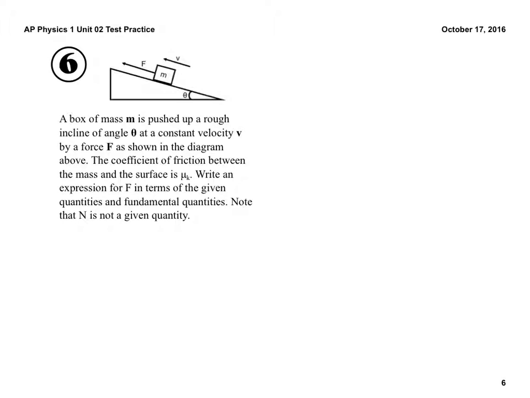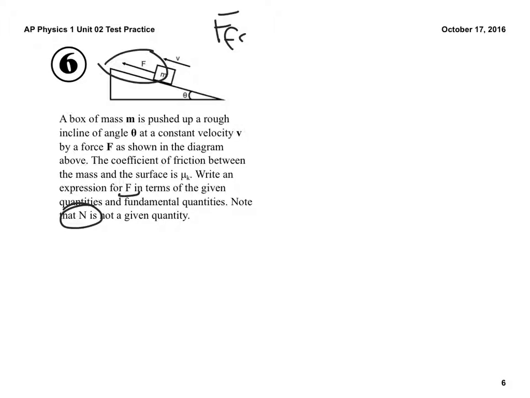So this is an excellent example of a variables type of problem, where it doesn't give us any numbers. It just tells us, hey, we got some stuff going on, do the best you can with it, and write out an expression for F, the amount of force we're applying to our object, in terms of given quantities, and it tells me that I cannot just say normal force. I have to have some other values for the normal force. I have to be more specific with that. So a box of mass M is pushed up a rough incline, so that means I have friction.